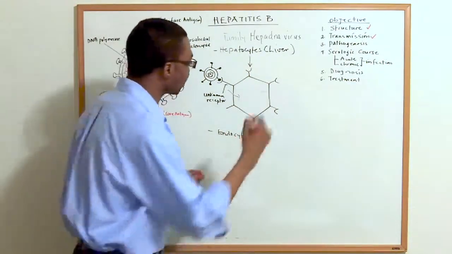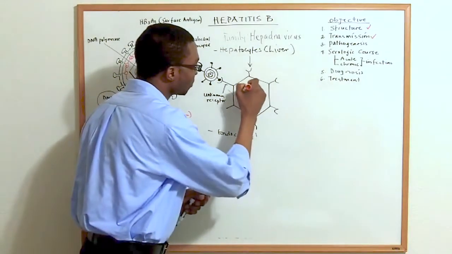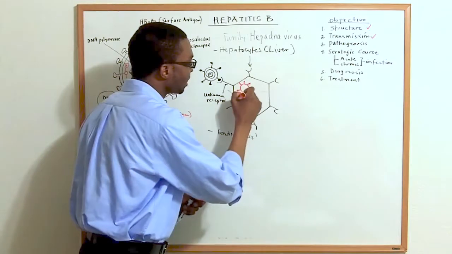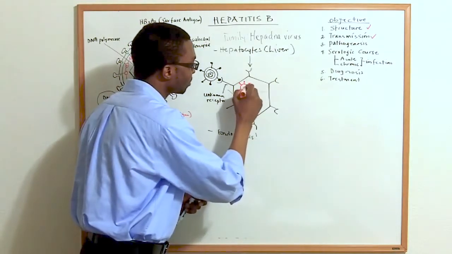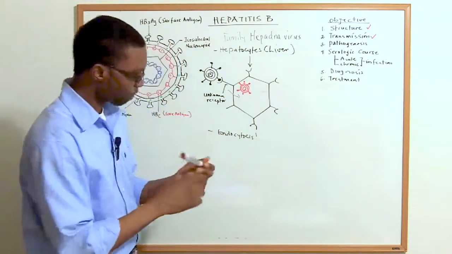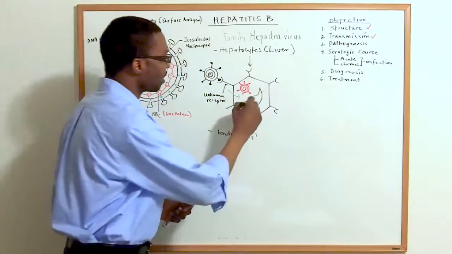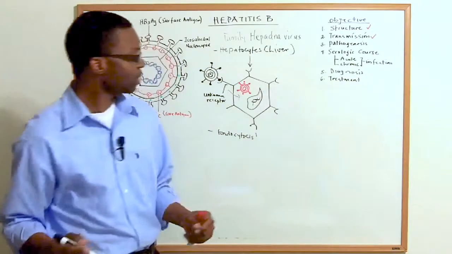So let's draw the new virus inside the cell. Now it's red. That's danger. It's in the building. And let's just kind of put the nucleus of the hepatocyte in there. This is the hepatocyte nucleus.